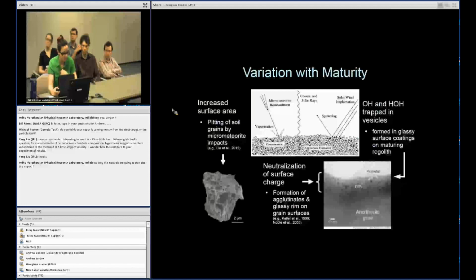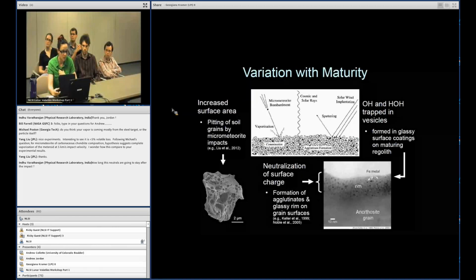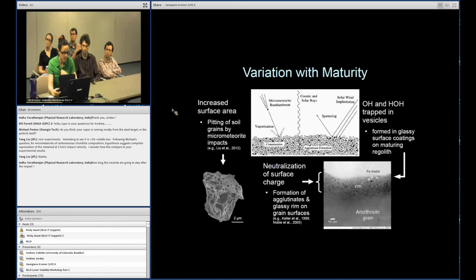Possible variations with maturity. Space weathering is the physical and chemical alteration of the surface of an airless body through bombardment by meteorites and the solar wind. And these alterations are predominantly pitting and creation of amorphous coatings of nanophase iron.